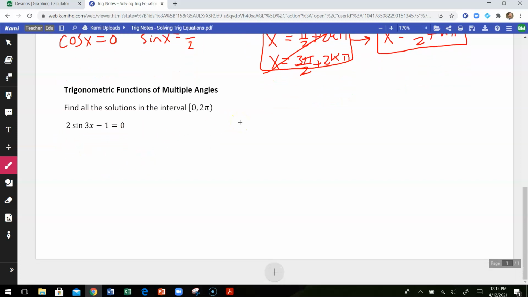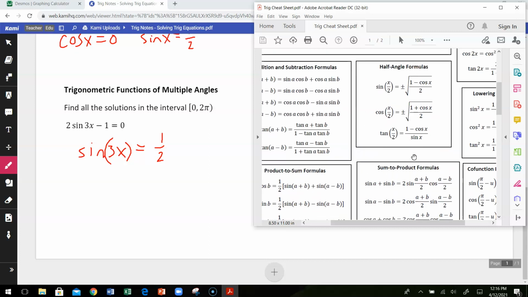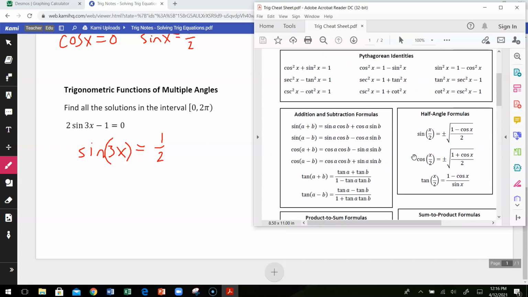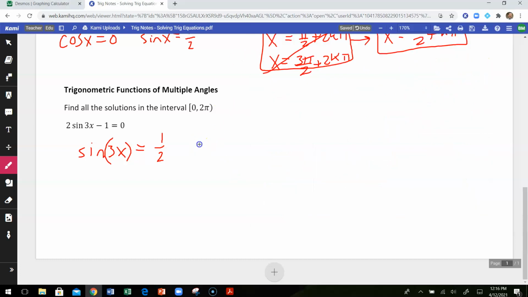I'm going to add 1, divide by 2. Same as what I've done for all these other ones. So sine of 3x is equal to 1/2 when I add that 1 and divide by the 2. Now the mistake here is people will divide by this 3, and you can't do that because it's inside your sine function. I don't have an identity for triple angles, right? Sine of 3x, I don't know what to do with that. So I can't use an identity like I just did on the last problem. So how on earth are we going to deal with this?